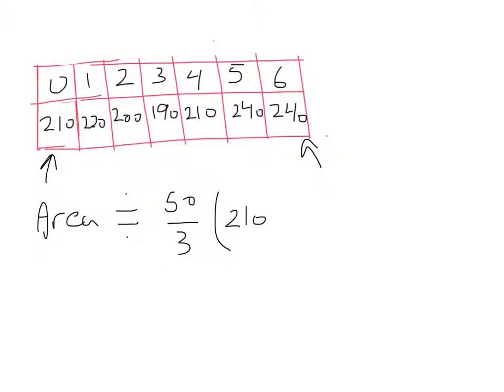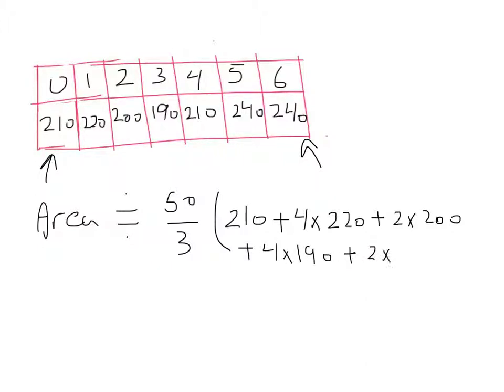As I previously said, let's multiply that odd and even thing. We just start with 4 times the box directly after the first endpoint, 220, plus 2 times 200, plus 4 times 190, plus 2 times 210, plus 4 times 240, and plus the last one, which is 240.